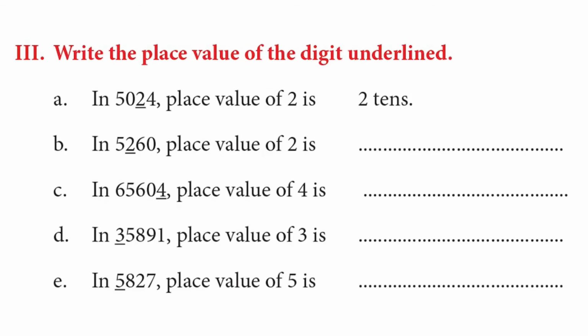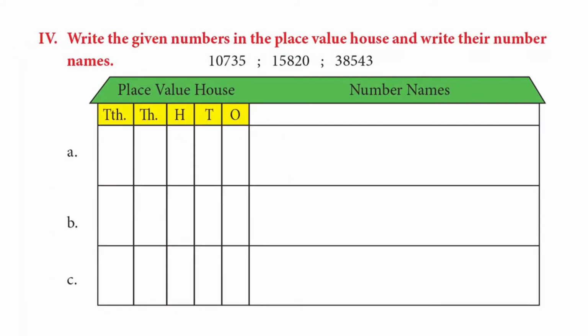The next one, write the place value for the digits underlined. So, what are the digits underlined? Let us take a look. The first one is done for us. Let us look at D. In 35,891, the place value of 3 is 10,000, that is right. And in 5,827, the place value of 5 is 1000. Okay. So, you will write the answers as 5 thousands, 3 ten thousands. Alright.